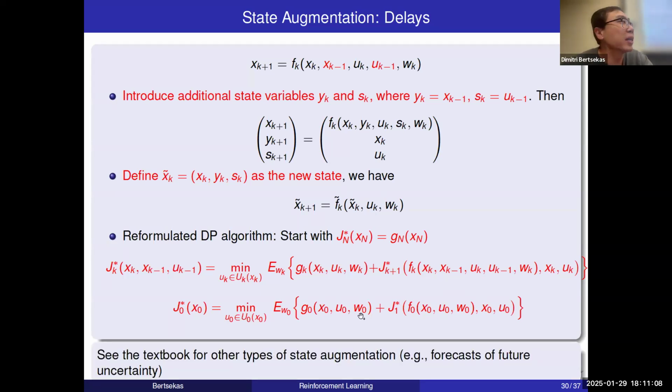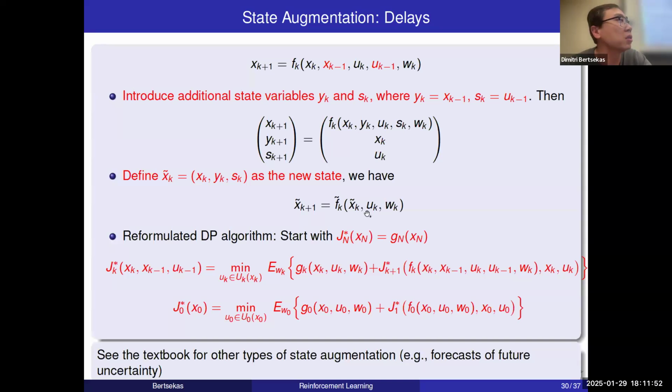This kind of state augmentation not only appears in delay situations, but also in many other situations. For example, if there are some restrictions on not only the current control, but also the preceding control. For example, you want to select a control uk that not only depends on xk, but also does not change so much from the previous control. So what you do is you record the previous control and treat it as a part of the augmented state and impose constraints on this augmented state.